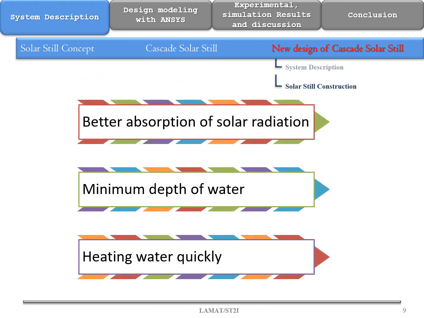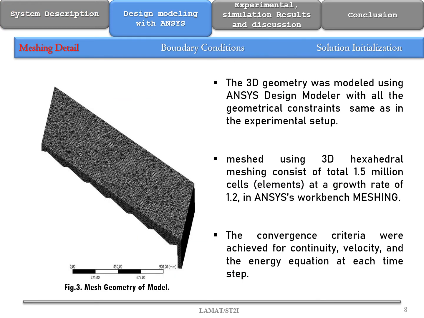The new construction of the absorber plate presents the following advantages: better absorption of solar radiation, minimum depth of water, and heating water quickly. The 3D geometry of the solar cell was modeled using ANSYS DesignModeler with all geometrical constraints the same as the experimental setup.